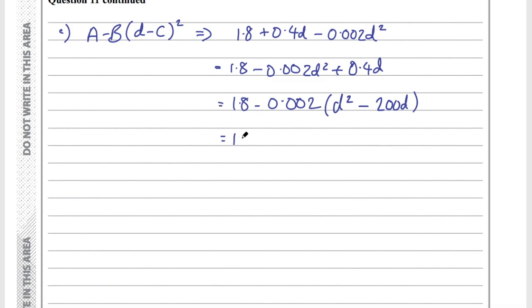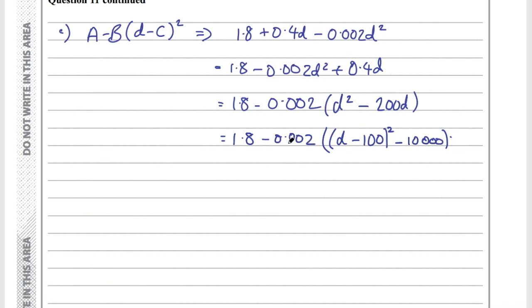So the next line is 1.8 minus 0.002, and now for d squared minus 200d, I can see that this can be written as d minus 100 all squared. So remember, when you're doing completing the square, you just half the coefficient of d and square the whole thing in brackets, and then you have to take away the square of the last number. So 100 squared, that's 10,000, so I need to subtract 10,000 in order to make these two equations equal.